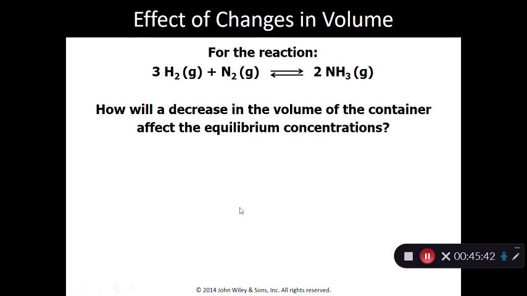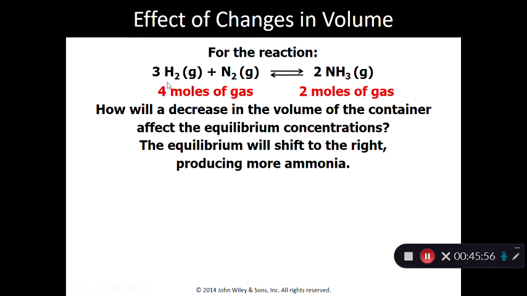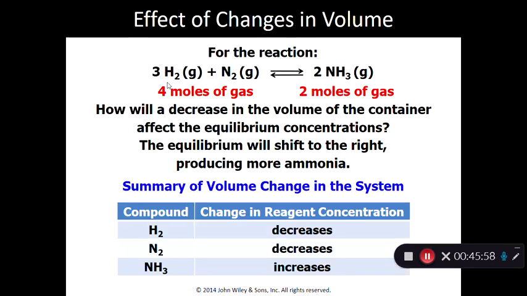We say we are going to decrease the volume. So all of them are gases. Decreasing volume, it means we don't have enough space. So here 4 moles, on the right side 2 moles. So shift to the right. And the scenario is going to be repeated like the concentration. We are going to make more moles of gas for NH3.